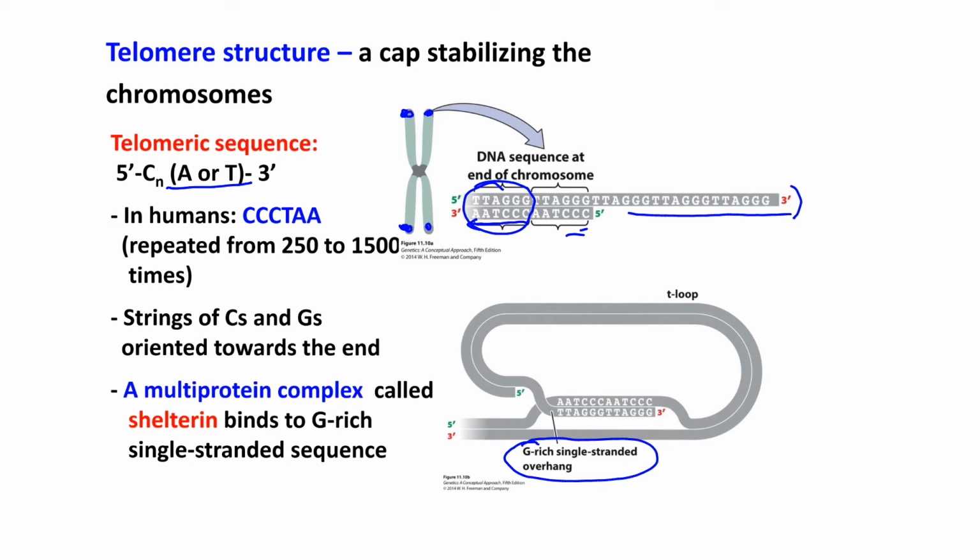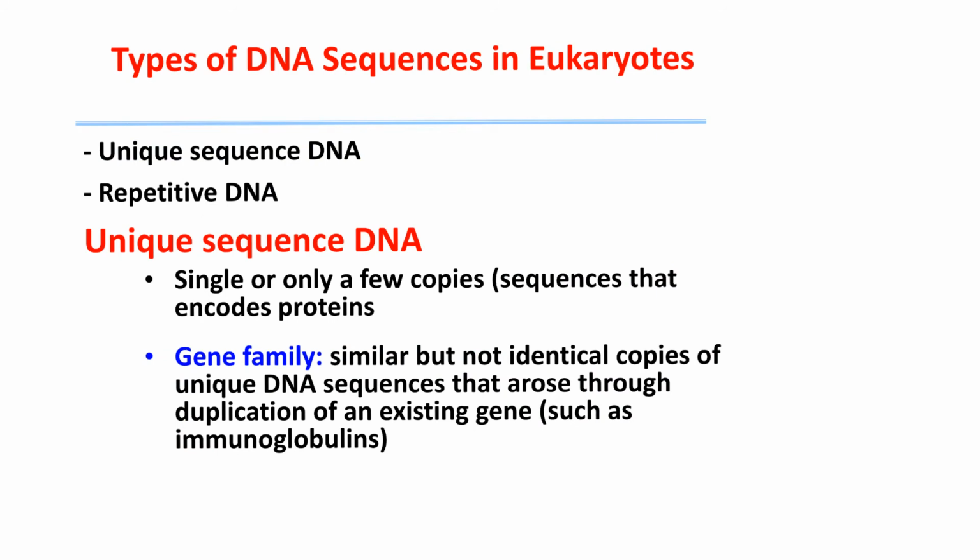However, it is not the T-loop which protects the end of the chromosome. It is a multiprotein complex which is called shelterin. Shelterin binds to G-rich single-stranded sequences in the telomere and protects the end of the chromosome. So let's now very briefly review DNA sequences that you can find in a eukaryotic chromosome.